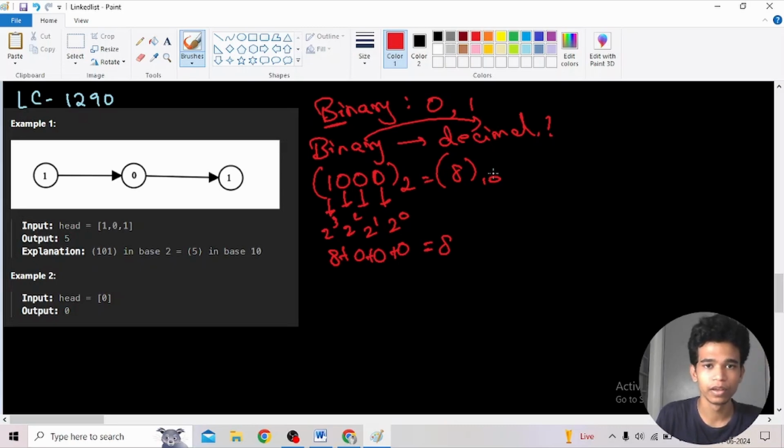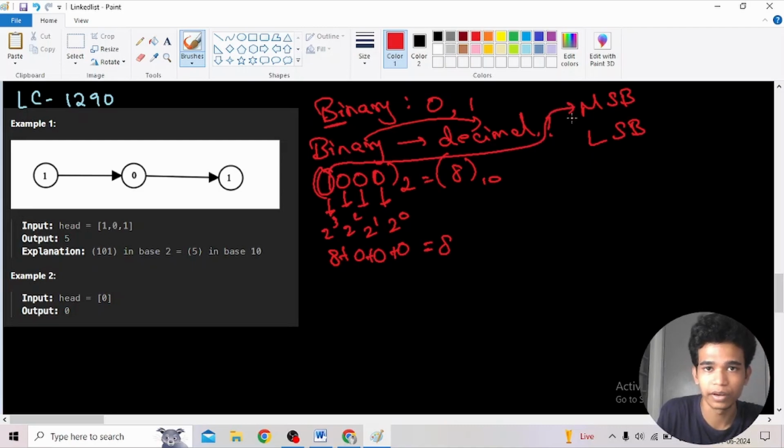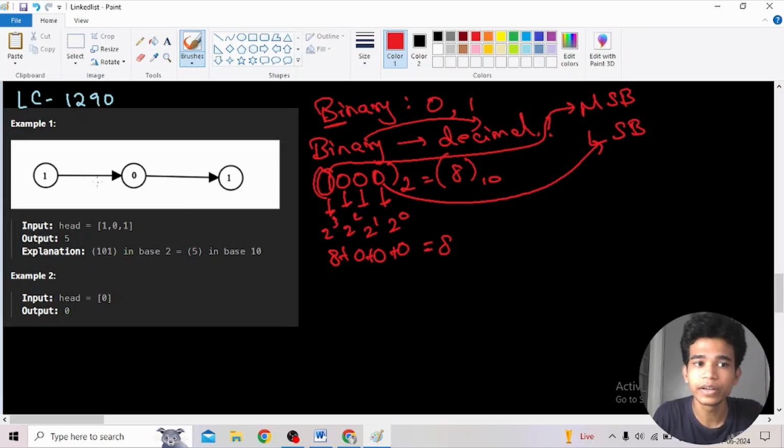Okay, it is fine. Now let's go into the example part. See here, this is an example, 101. They have clearly said what the most significant bit and least significant bit are. There are two types of bit, and see here, this is the most significant bit, and this is the least significant bit. Clear? Now they have given that the most significant bit is at where?